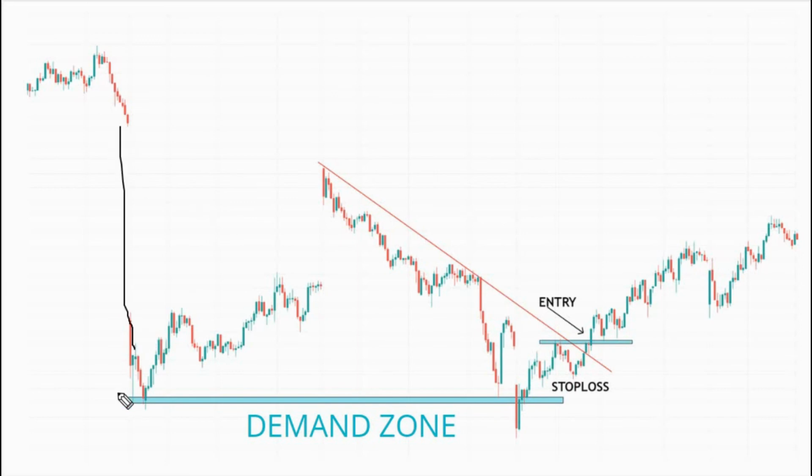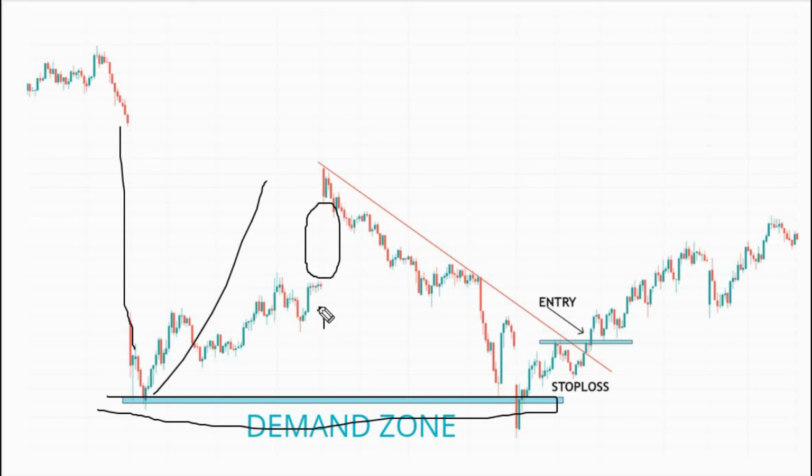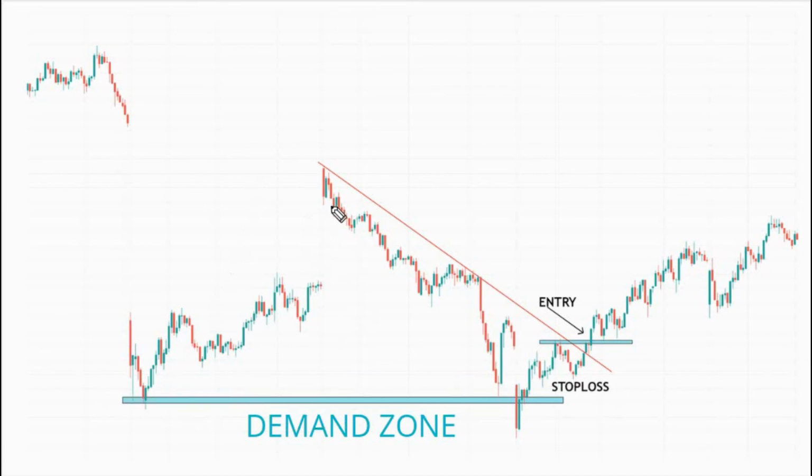See, market gap down, but from here prices moved up aggressively towards the upside. See this huge gap up, which is an indication that demand is very strong compared to the supply at this price area. Okay, then what happened? Then again sellers push the prices towards the downside, with very strong momentum also.